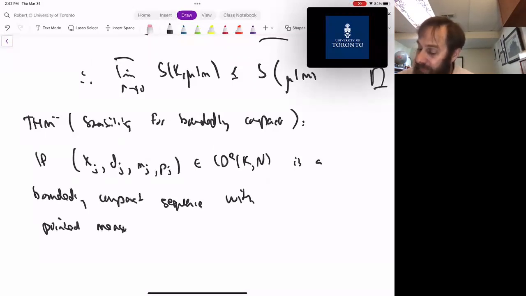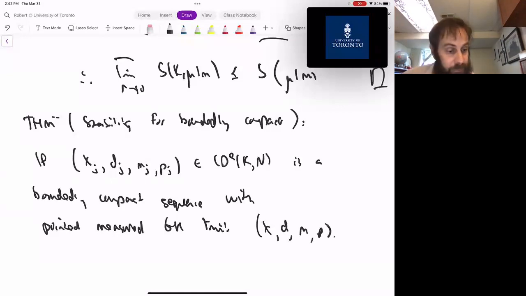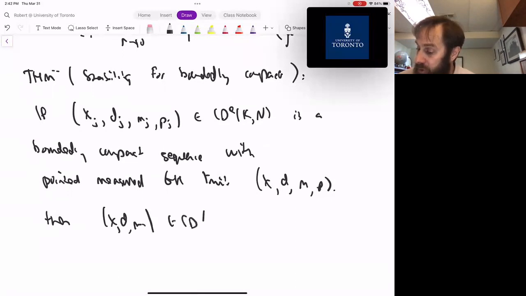with pointed measured Gromov-Hausdorff limit (X, d, m, p), then the limiting space inherits the curvature dimension parameters of the sequence.